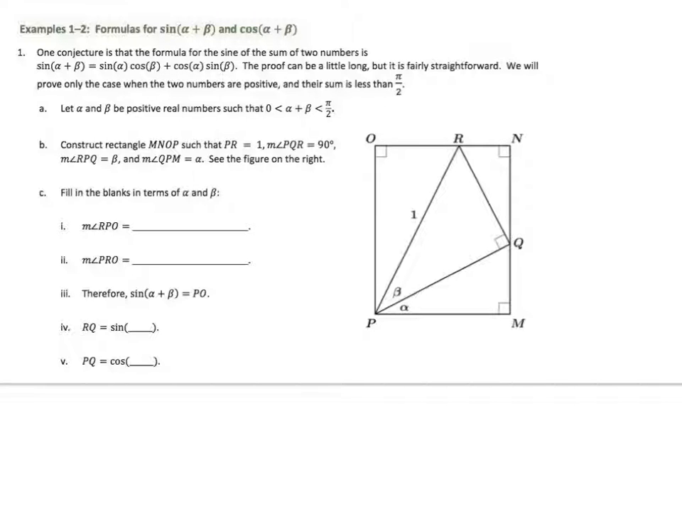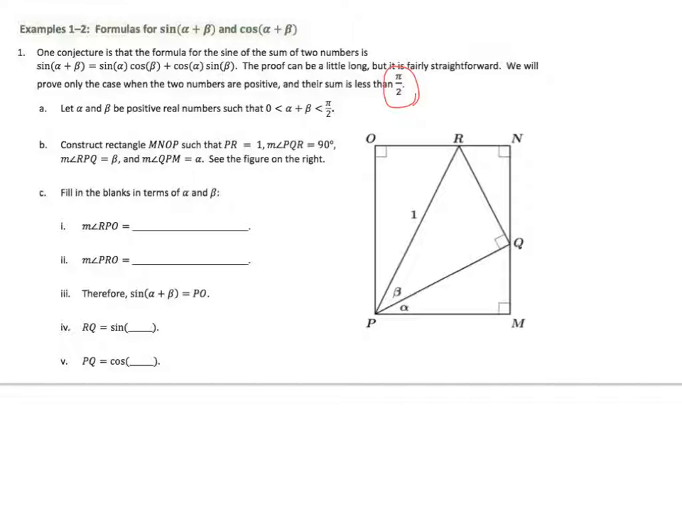One conjecture is that the formula for the sine of the sum of two numbers is sine of alpha plus beta equals sine alpha cosine beta plus cosine alpha sine beta. The proof can be a little long, but it's fairly straightforward. We'll prove only the case when the two numbers are positive and their sum is less than pi over 2. We have a rectangular shape because we're using 90 degrees or less. So first of all, let alpha and beta be positive real numbers between 0 and pi over 2, or between 0 and 90 degrees.